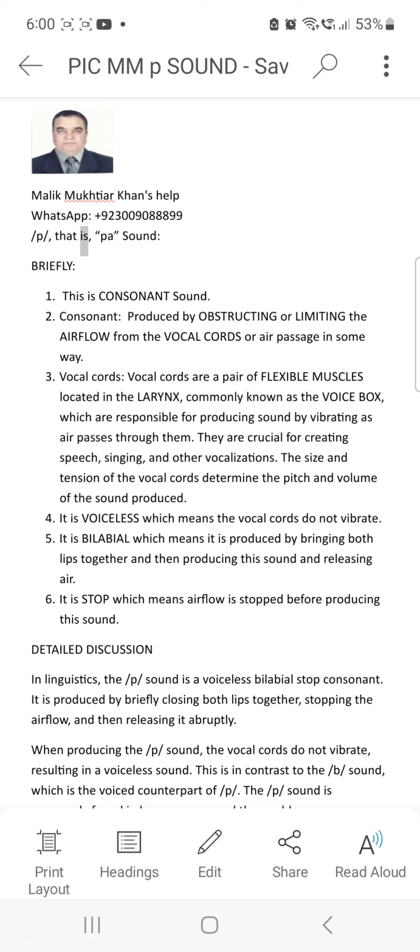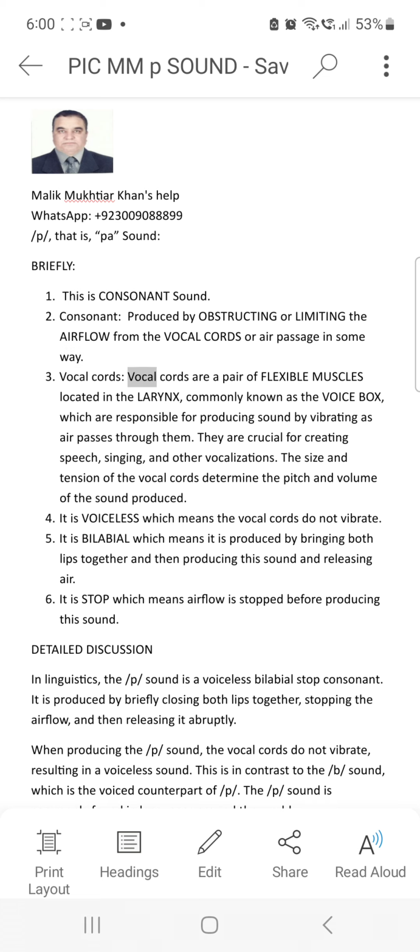P, that is, the "pa" sound. Briefly, this is a consonant sound. A consonant is produced by obstructing or limiting the airflow from the vocal cords or air passage in some way.